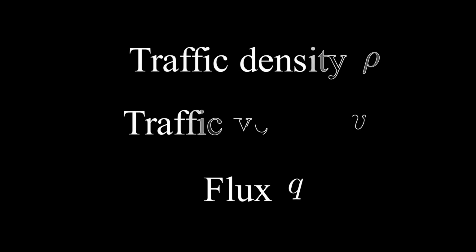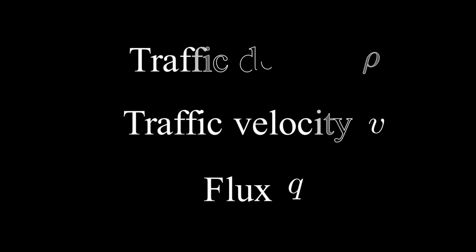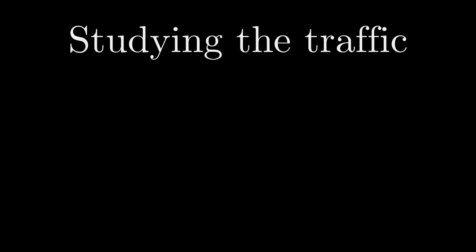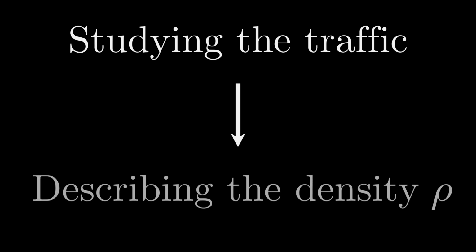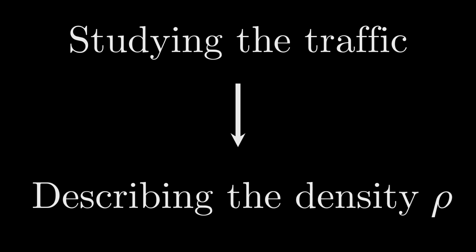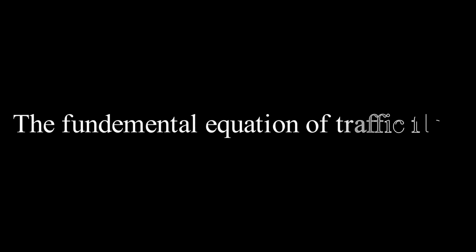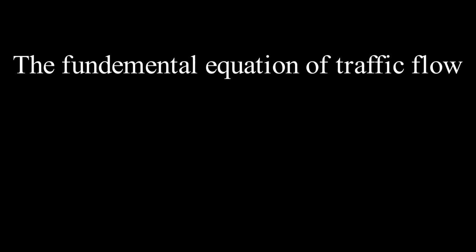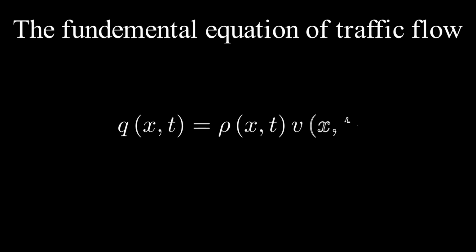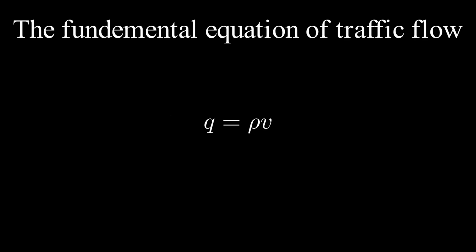These three quantities are the main object of study in traffic flow theory. And what we mean by studying the traffic is finding an explicit description of the traffic density rho for all positions x and all times t. These three quantities are linked together in what we call the fundamental equation of traffic flow, which states that the flux is the product of the density and the velocity at each point x, t. But where does this come from? Well, let's see if it makes sense first.